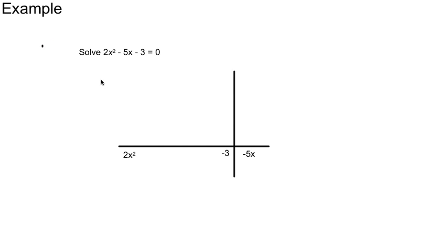If you've forgotten how to use the cross method, you can go ahead and look up how to factor quadratic equations using the cross method. But let's go ahead and start with this example. You have 2x squared minus 5x minus 3 equals 0. First thing we're going to go ahead and do is use the cross method to factor this equation.